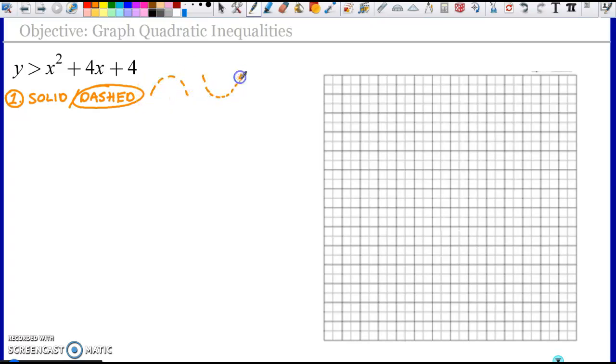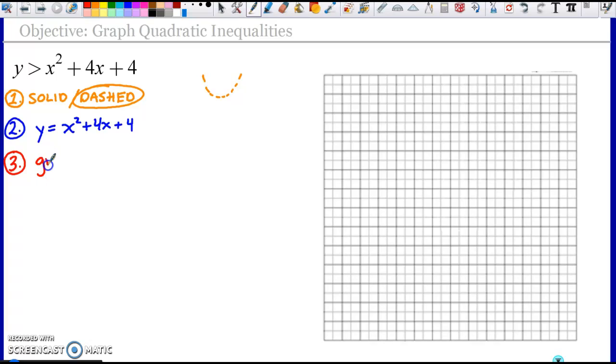And I don't know which way it's going to open. Well, actually, I can tell which way it's going to open. It's going to open upward because a is positive. Okay, good. Step 2. We're going to write that inequality as an equation. y equals x squared plus 4x plus 4. I just changed the inequality sign to an equal sign. That's all I did. Step 3 now is to graph.